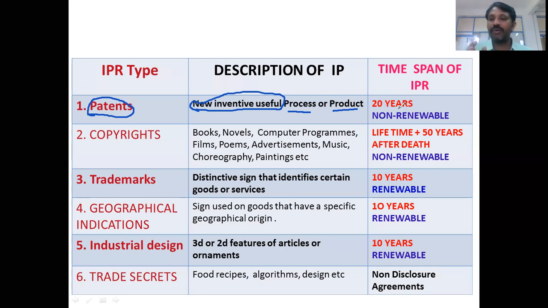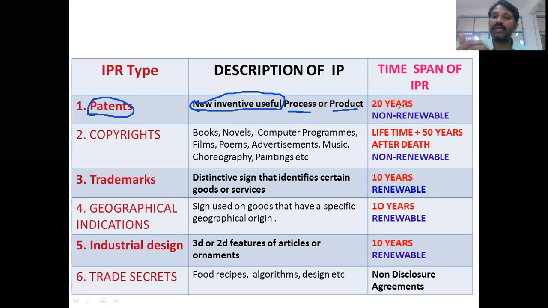And once they get a patent on a certain product or process, the patentee has the right to sell, market, manufacture, lease, or gift their invention. So they have exclusive rights over their patents.